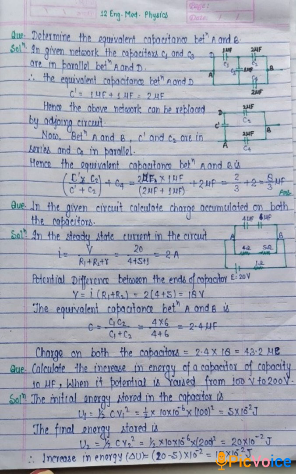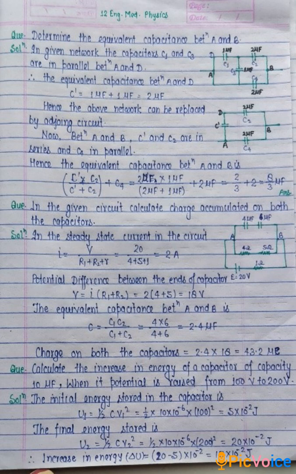In the given network, the capacitors C1 and C3 are in parallel between A and D. Therefore, the equivalent capacitance between A and D, let us consider C dash. We know that in parallel the equivalent capacitance is C1 plus C3. Therefore, 1 plus 1 is equal to 2 microfarad. Hence the above network can be replaced by the adjoining circuit.